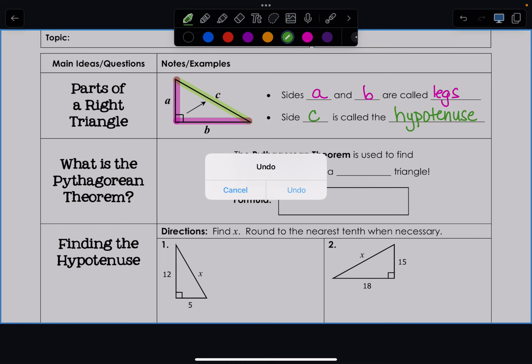Okay. That's why this sticker is funny. Okay. See you all. I'll just leave it there for you to look at.